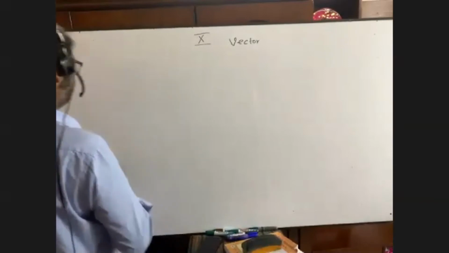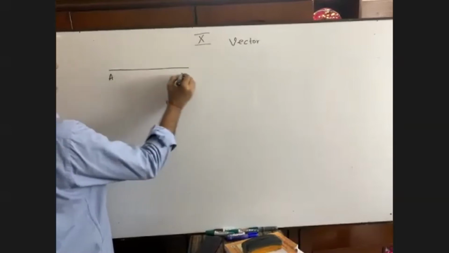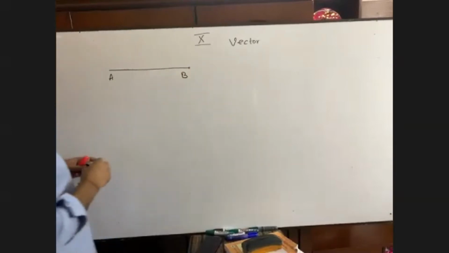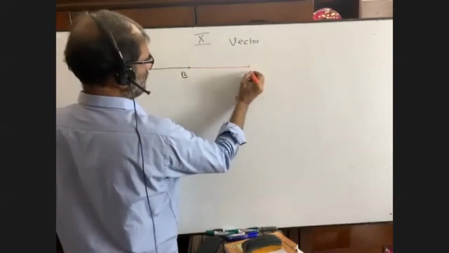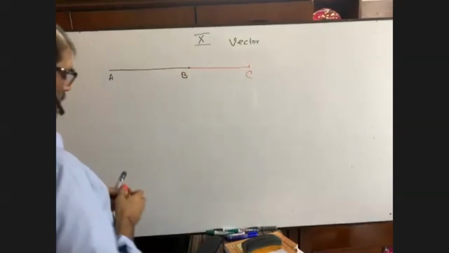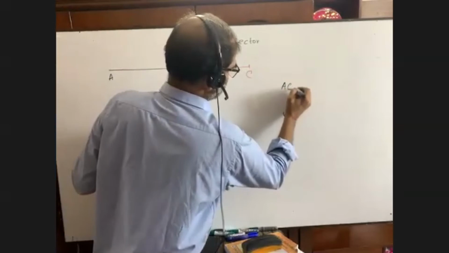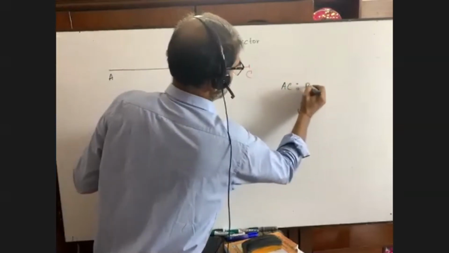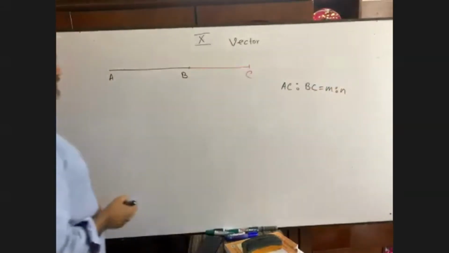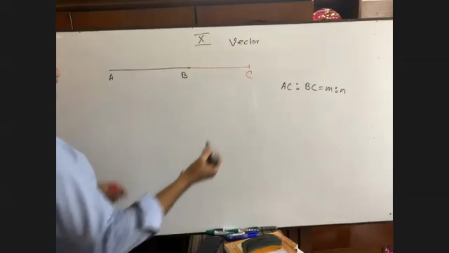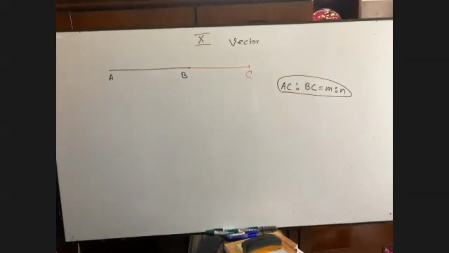But if the math is given like this, it is AB, and AB is extended up to C. Okay? It will not be written, but you have to think AC is to BC equals to M is to N. Please pay attention, all of you. It will not be given in the exam. You have to think it. AC is to BC equals to M is to N.